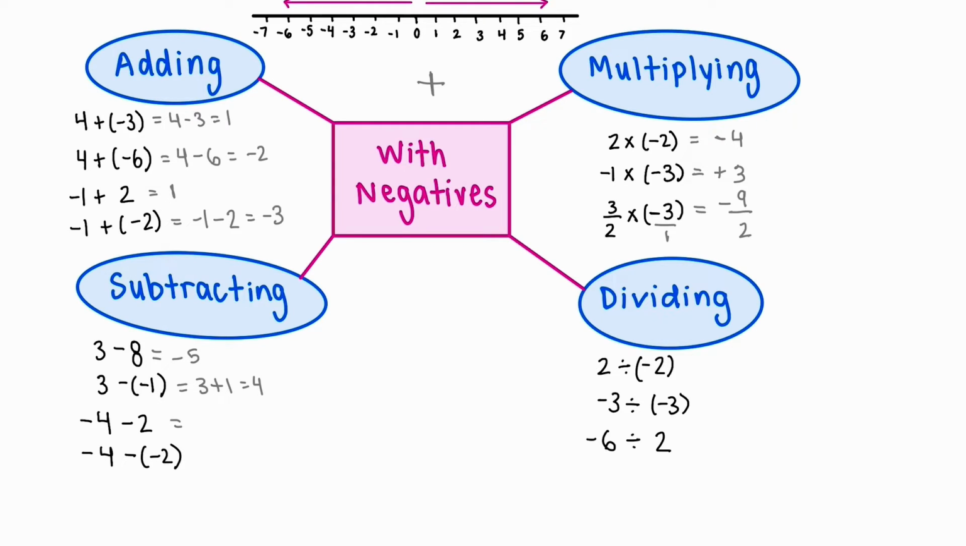Next, we have negative 4 minus 2. So we're starting at negative 4. And we're taking away 2. So that means we're going to the left 2. So we end up at negative 6. Okay, our final subtraction, we have negative 4 minus negative 2. Here, the two negatives cancel out, they become a positive. So we have -4 plus 2.